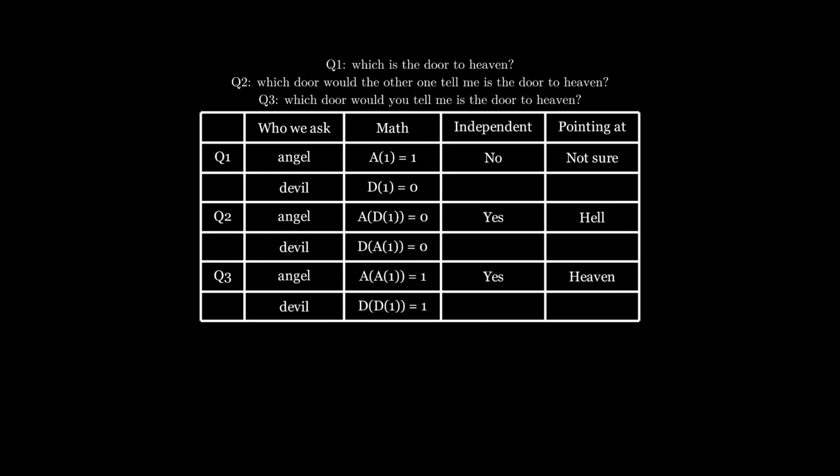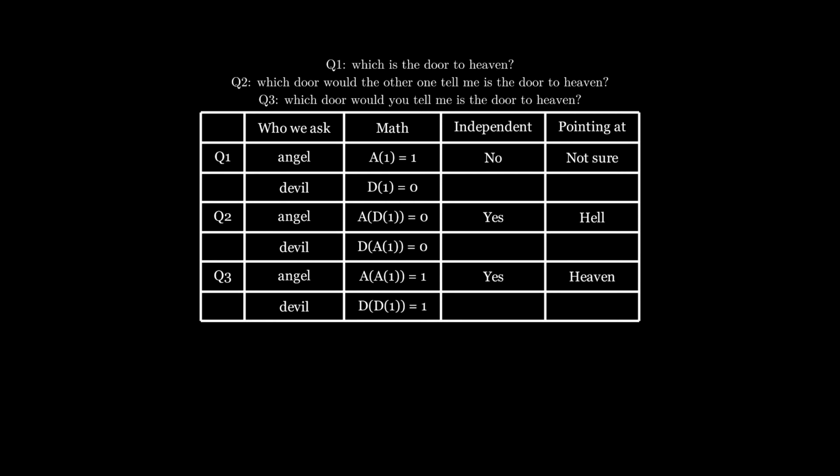So the first question we can ask is, which is the door to heaven? And that's question 1. Now if we ask that question to the angel, the mathematical representation is angel of 1, because the correct answer is 1, so we input that to the angel function, and the output will be 1. If we'd asked it to the devil, then we would have taken the devil of 1, which would be 0. And so the answer is dependent on who we ask, meaning it's not independent, and therefore we don't actually know which door is being pointed at.